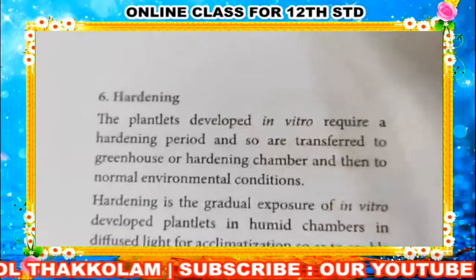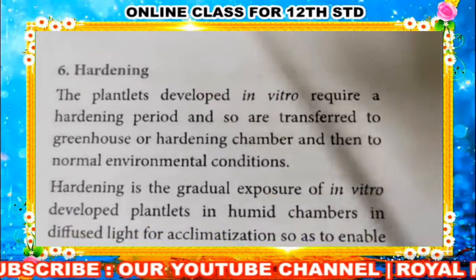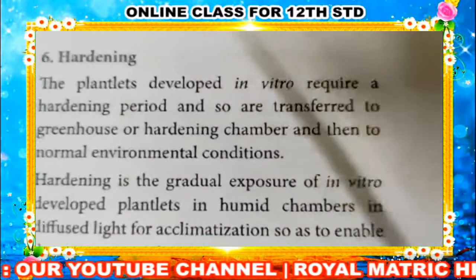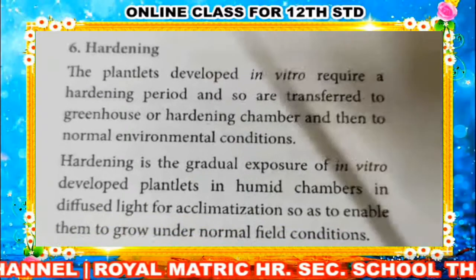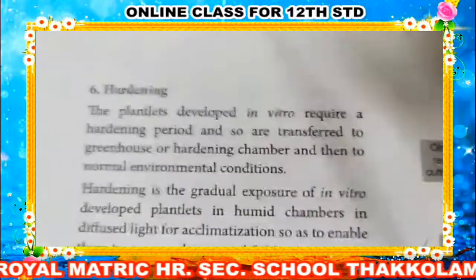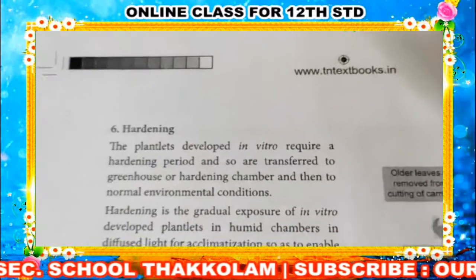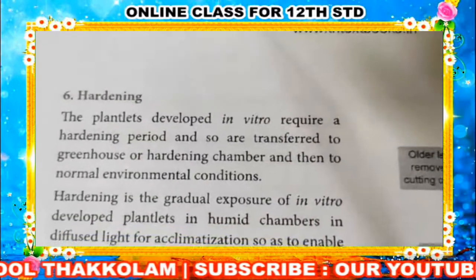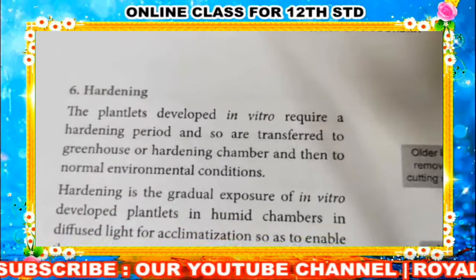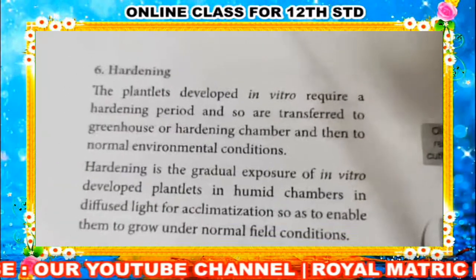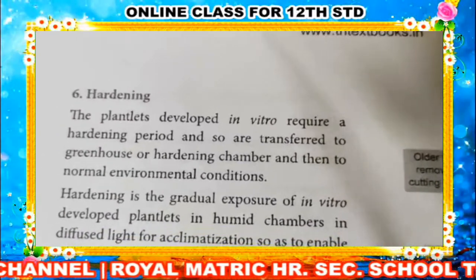The next thing is hardening. The plantlets developed in vitro require a hardening period. They should get hardened so as to be transferred to the greenhouse. Now the next stage is that they have to be transferred to the hardening chamber and then to normal environmental conditions. First the plantlets grown inside the test tube have to be transferred to the greenhouse or a hardening chamber and then to the normal environmental conditions.